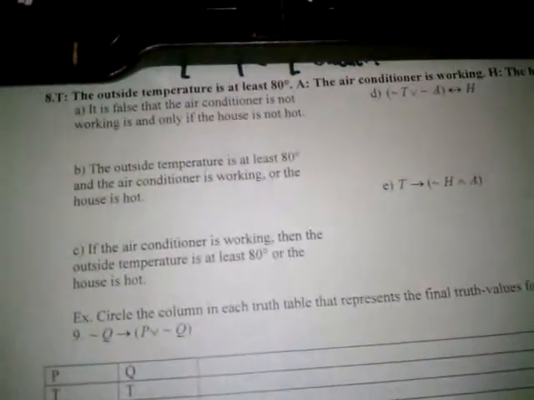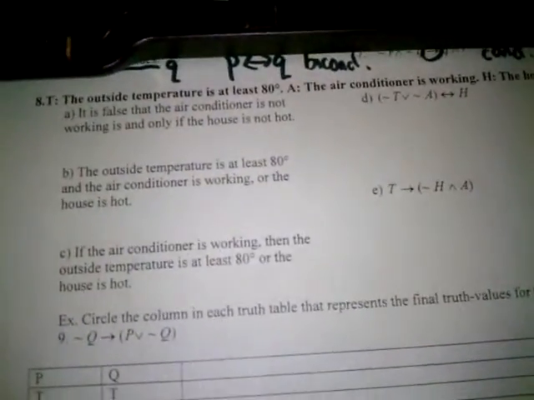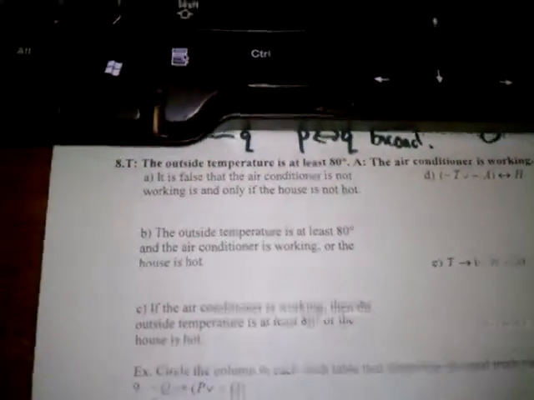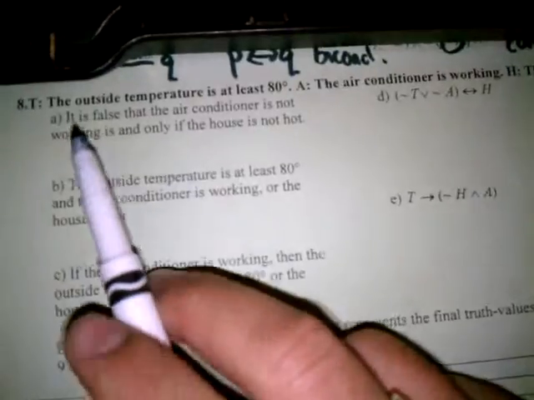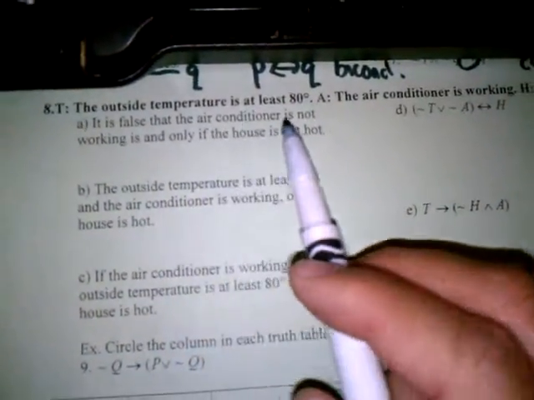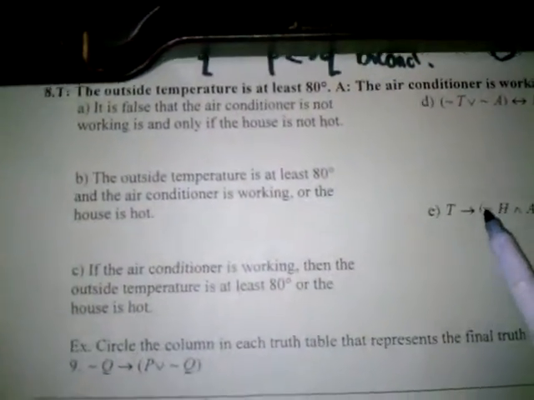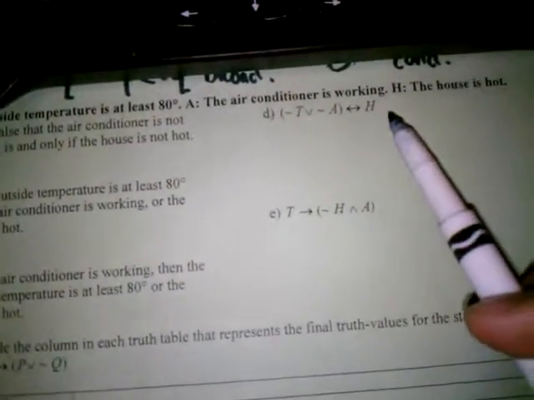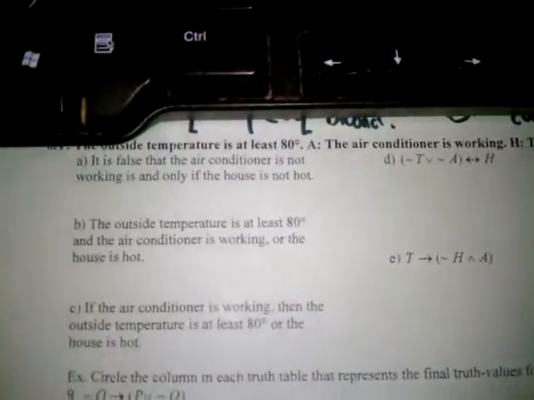This is for Math for Liberal Arts, Review Test 2, Chapter 3, Question 8. Question 8 is telling us that capital T is denoted as the outside temperature is at least 80 degrees. Capital A is the air conditioner is working. And capital H is the house is hot.